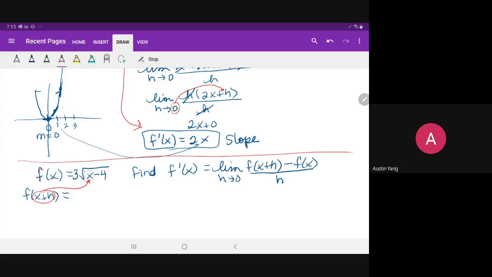Is that forward to you guys? Or is that backward? Is that forward? Okay, cool.